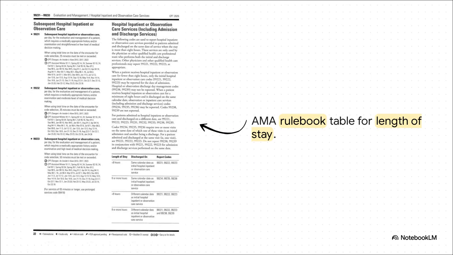The official AMA rulebook lays this out perfectly. If a patient is admitted and discharged on the exact same calendar date, and their length of stay is fewer than 8 hours, you are only allowed to report the initial care codes, so 99221 through 99223. You can't bill a discharge code at all. But if that stay spans 8 hours or more on that single calendar date, well, that unlocks an entirely different set of codes built specifically for same-day admission and discharge.